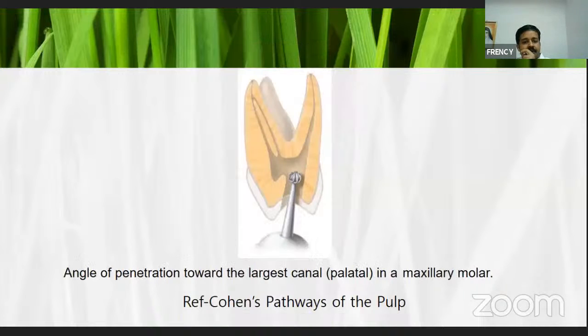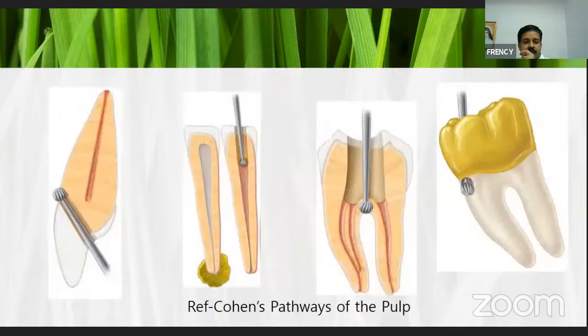And the angle of penetration when you are doing a root canal for a multi-rooted tooth should be towards the largest canal. That angle of penetration for maxillary molars is towards the palatal root, and for mandibular molars towards the distal root. And always consider the angulation of the tooth, then the tilt of the tooth.